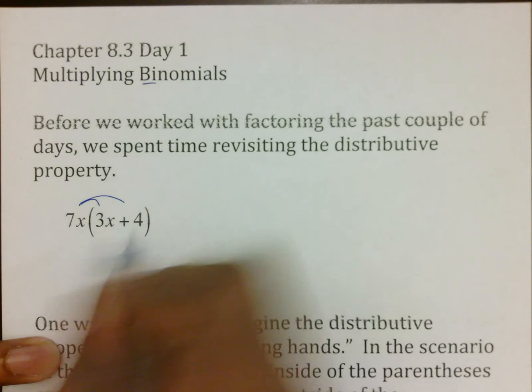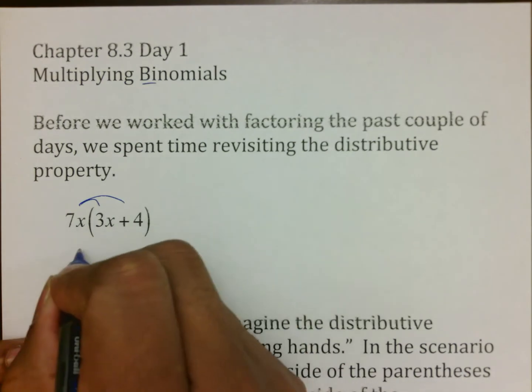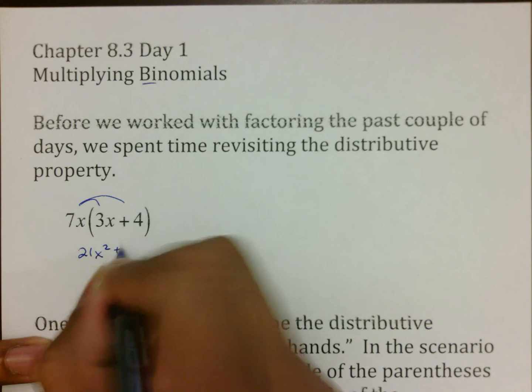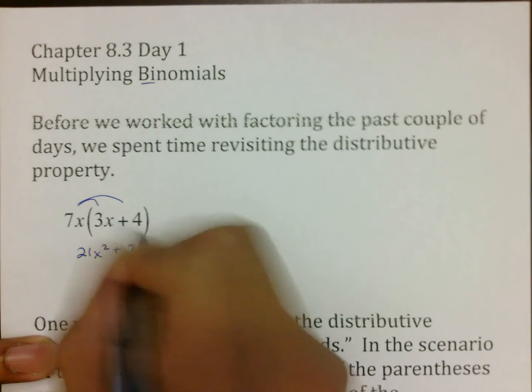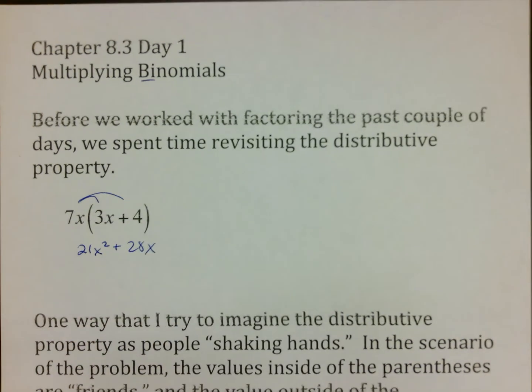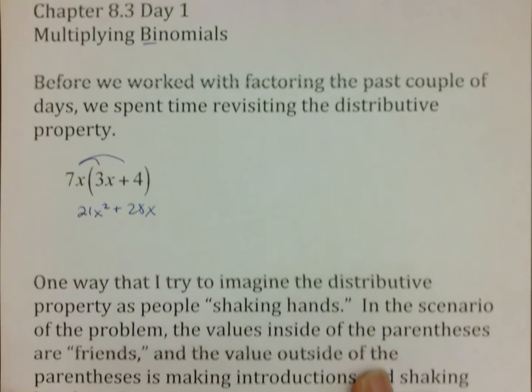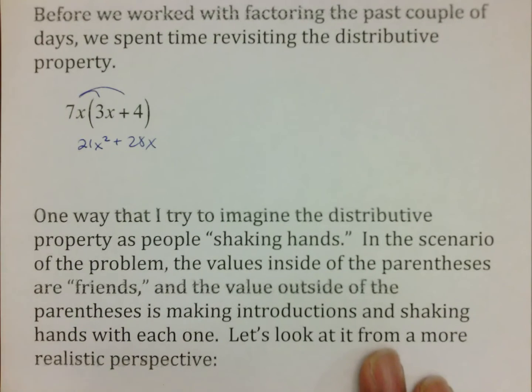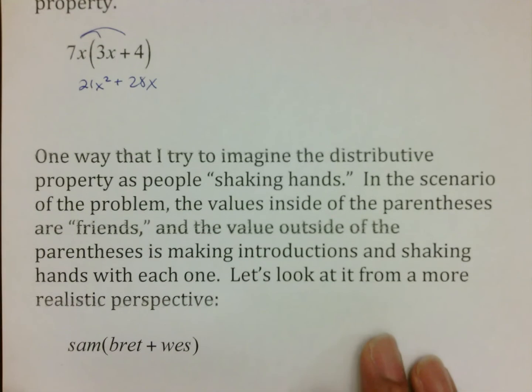we learned to take 7x times everything here, and we did 7x times 3x, which is 21 with 2x's, plus 28 with 1x. Again, hopefully you got that under control before today, because if not, then you're going to be having some slight issues with that, but again, you can get that understood.